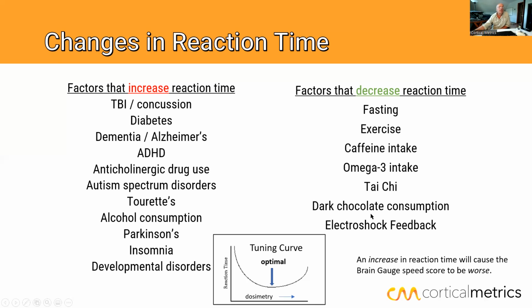But keep in mind that an increase in reaction time will cause the brain gauge speed score to be worse, for those of you using the brain gauge. Obviously, a decrease in reaction time is what you want. So what you're shooting for is, what's the optimum? Are you doing some kind of dosimetry? Reaction time starts out high, and you do something on this list to decrease it. I know a lot of people have tried this anecdotally: they take a little bit of caffeine, they get a little bit faster. They take way too much caffeine, they get slower. So that's really not a good thing.